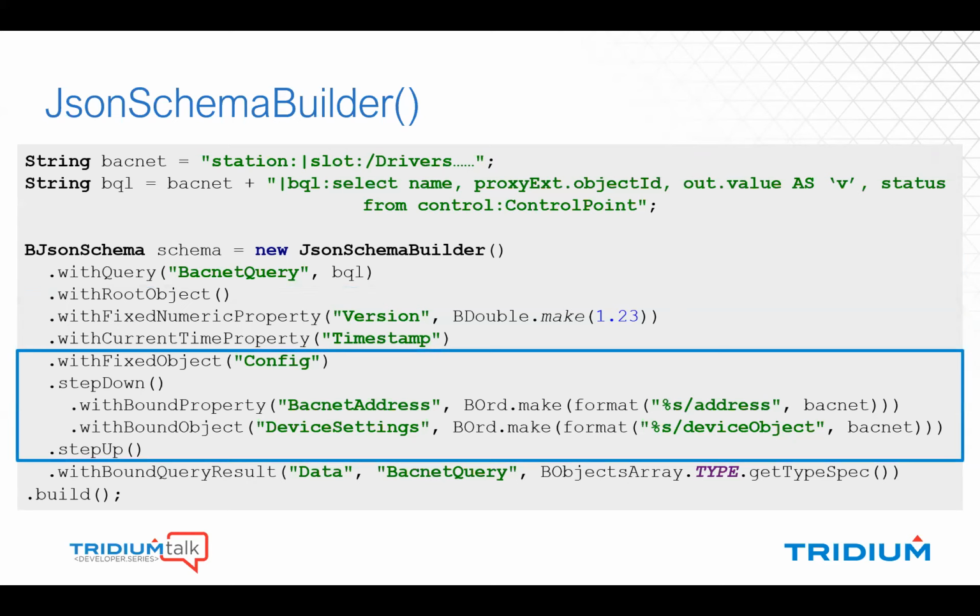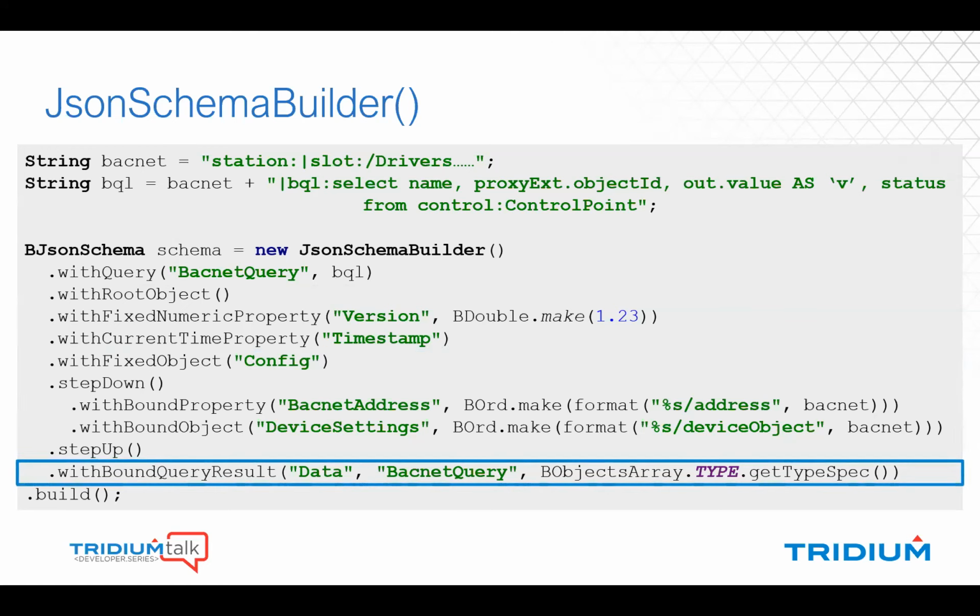Next, we add a new fixed object called config, which will hold our BACnet device configuration. We have two bindings within this, one which is just a bound property because it's a single value, the address of the BACnet device, and a bound object for the device object, which will contain a list of multiple values. And you'll notice that we have step down and step up there because we are nesting one level down within the config object.